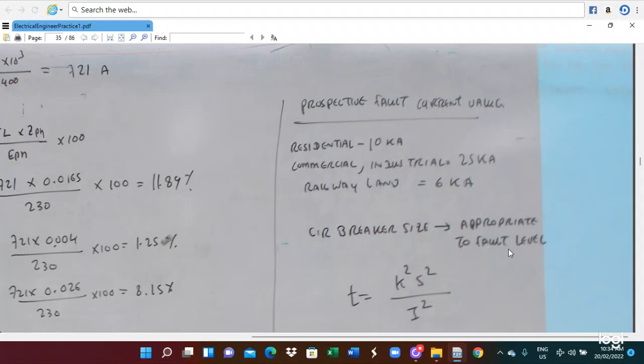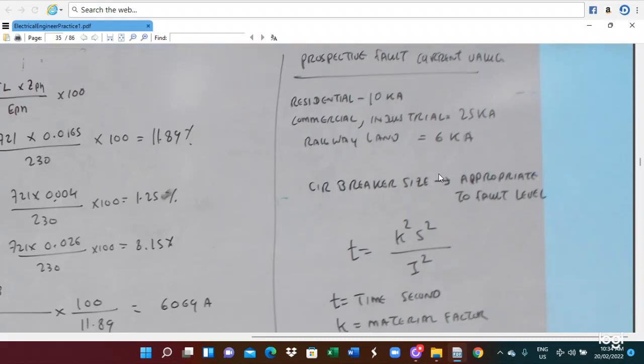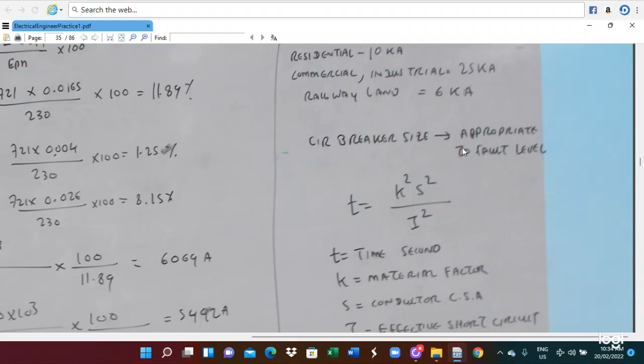And for commercial and industrial applications, the prospective fault current will be 25 kiloamperes, and also for the railway, it is 6 kiloamperes. So this is the prospective fault current value. It can reach the test value, so we have to determine the circuit breaker size. In this case, the circuit breaker size must be appropriate to the prospective fault current.